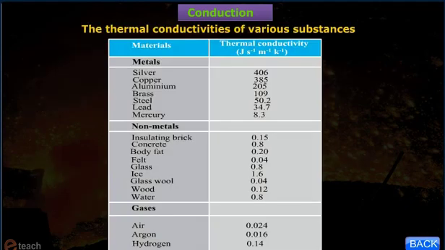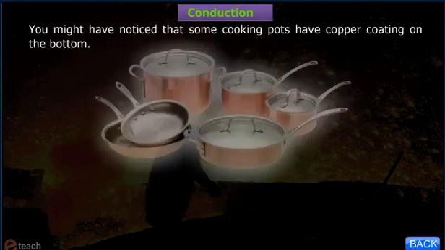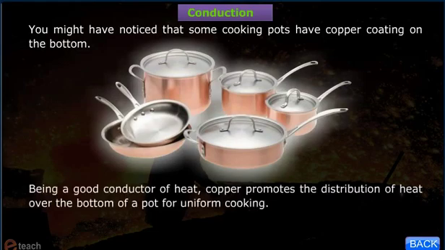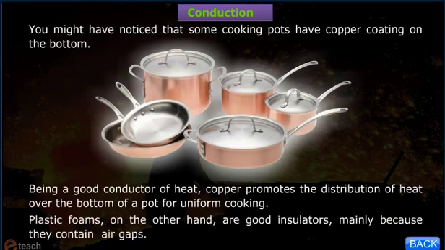You can see the thermal conductivities of various substances. You might have noticed that some cooking pots have a copper coating on the bottom. Being a good conductor of heat, copper promotes the distribution of heat over the bottom of a pot for uniform cooking. Plastic foams, on the other hand, are good insulators, mainly because they contain air gaps.